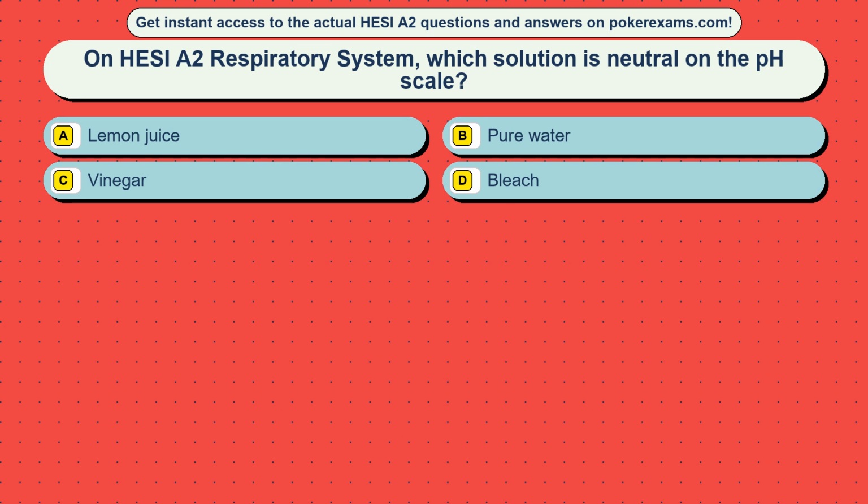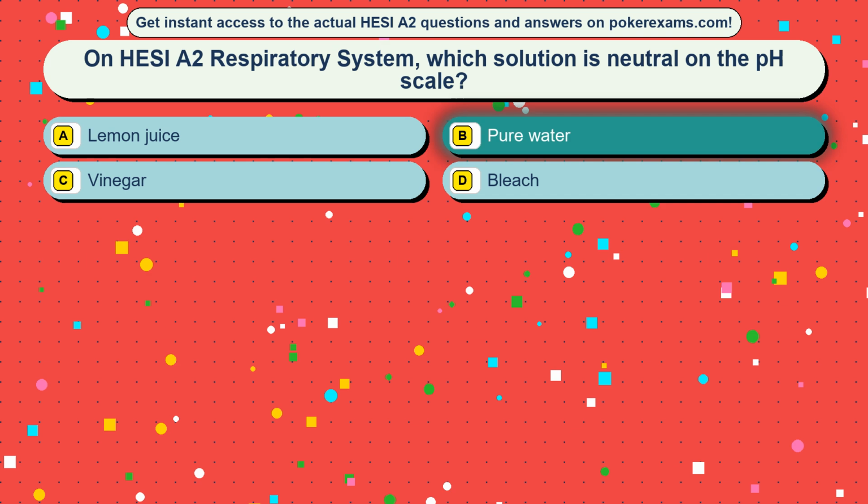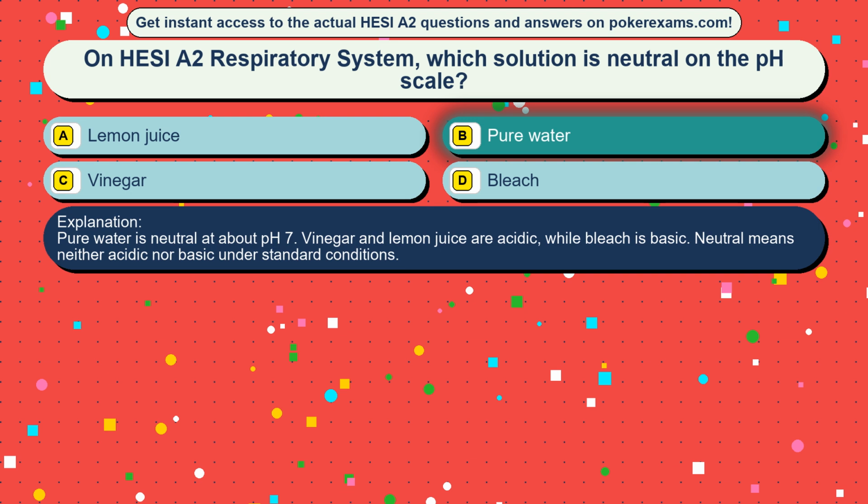Question 4. On HESI A2 Respiratory System, which solution is neutral on the pH scale? Option A lemon juice, option B pure water, option C vinegar, option D bleach. The correct answer is option B, pure water. Pure water is neutral at about pH 7. Vinegar and lemon juice are acidic, while bleach is basic. Neutral means neither acidic nor basic under standard conditions.